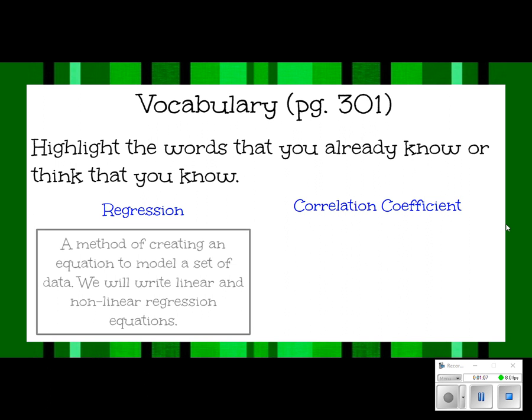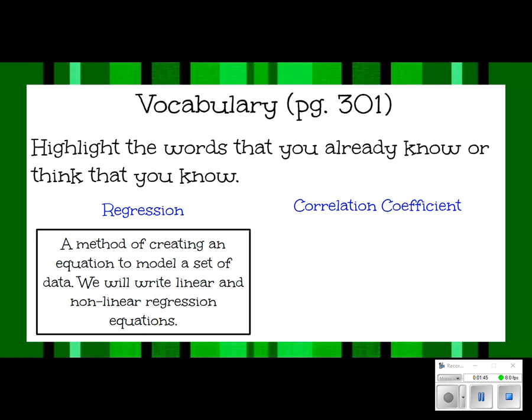Regression is a method of creating an equation to model a set of data. We will write linear and nonlinear regression equations. But this is where the graphing calculator comes in. You don't have to do anything except take the table of values that are given to you, plug them into the calculator, know which buttons to push, and it will pop out the equation. So if you ever have a table and they say, write us an equation, this is something that you can do if you know how to use the calculator to get you a regression model.